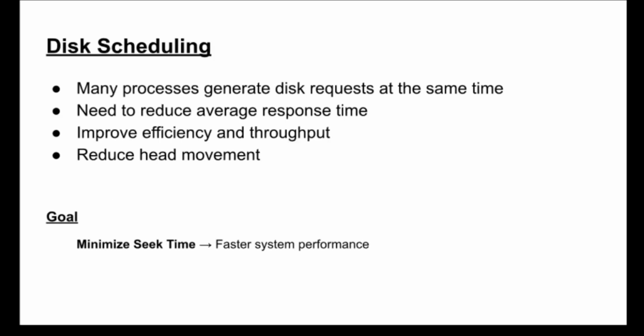So the next topic, disk scheduling. Many processes request data from the disk at the same time. If the disk serves requests randomly, the head will move a lot, which will cause slow access. So a disk scheduling algorithm decides the best order to serve disk input or output requests. The main goals here are to reduce seek time, increase throughput, reduce wait time, and improve response time. There are five common disk scheduling algorithms.